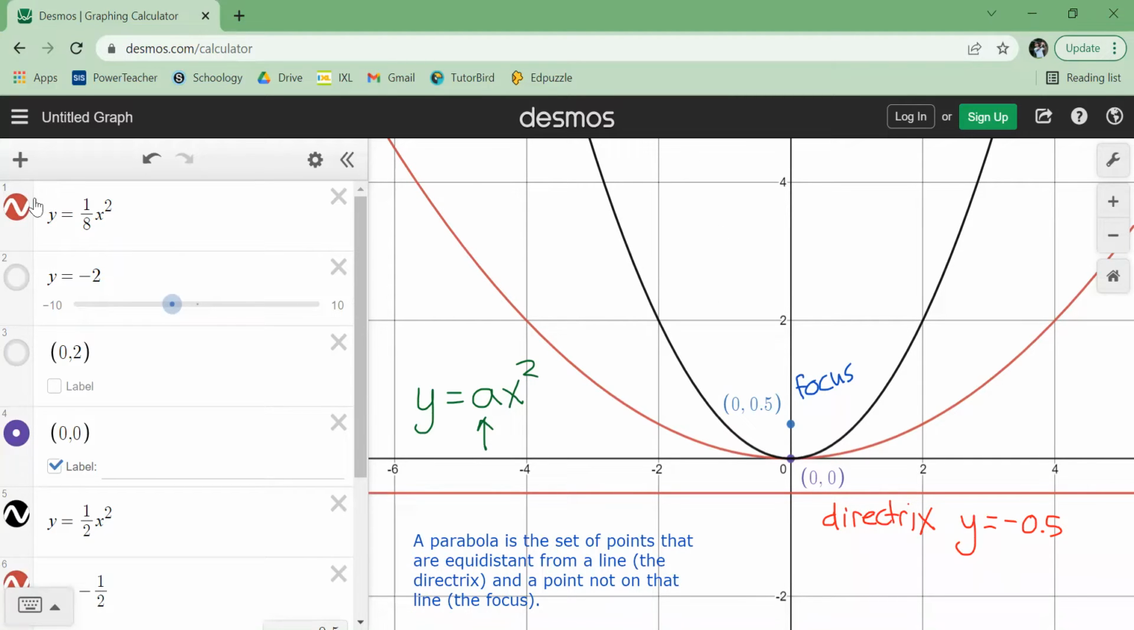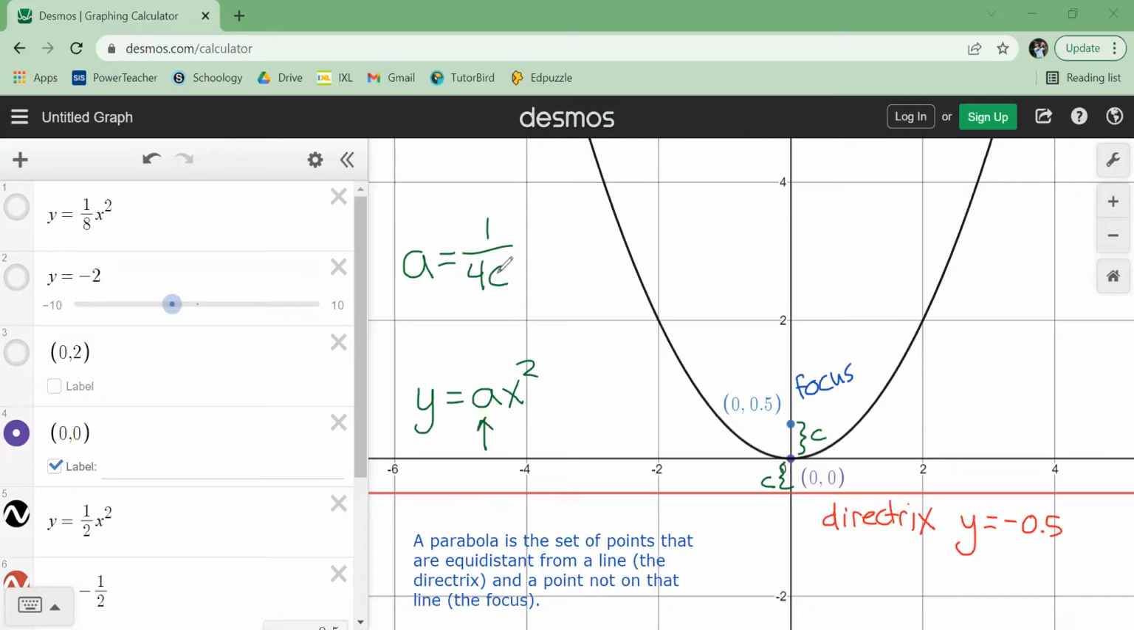Okay, so that's A. And the formula that we want to know here is, and we're going to call this distance C. So C is the distance from the vertex to the focus, or from the vertex to the directrix. And the big formula here finally is A equals 1/4C. And just to be clear, this is not A equals 1/4 times C. This is C in the denominator specifically. Be careful of that, because they'll give you completely different answers.